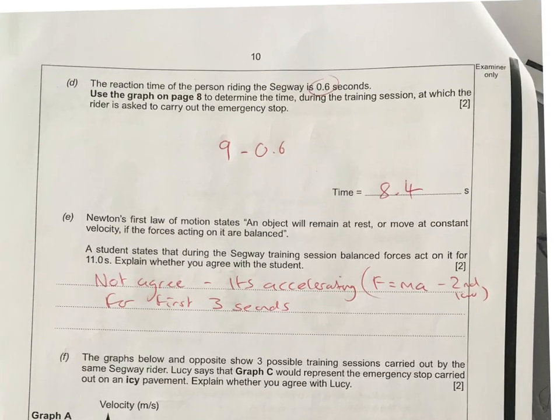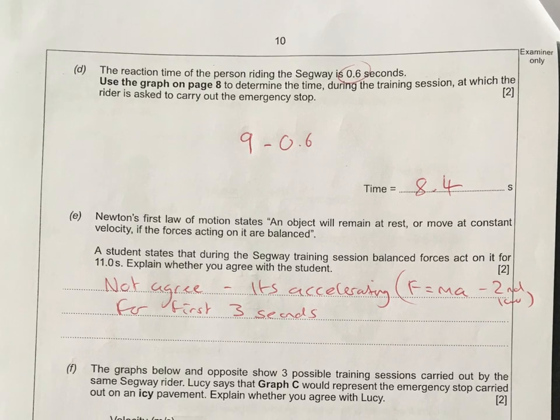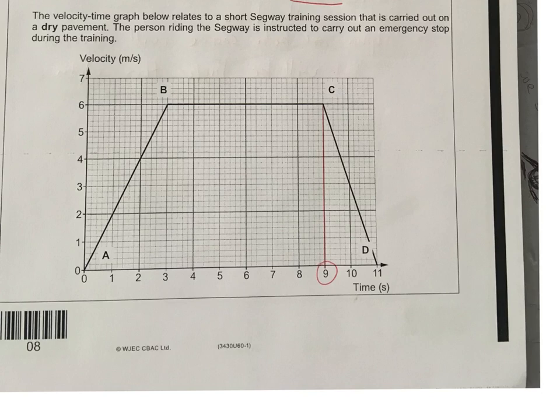Okay, so for this one, there's a reaction time. Oh, it's the same question. It says the reaction time of the person riding the Segway is 0.6 seconds. Use a page at which the emergency stops. So we can see that he stops at 9 seconds.